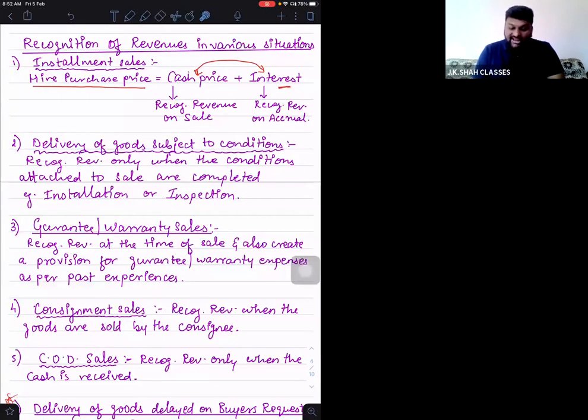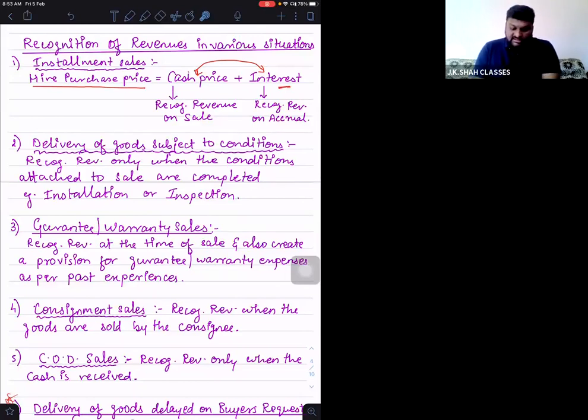So the cash price part will be recorded on your normal sale basis, that is when the risk and reward is transferred. I give you an example: 5 lakh is the cash price, 1 lakh is total interest that we are going to charge. 5 lakh recorded now, 1 lakh on accrual basis. And the same technique you will also learn in AS 19. Technically this is a part of AS 19 only, but since it is a special transaction, we have shown it over here also.